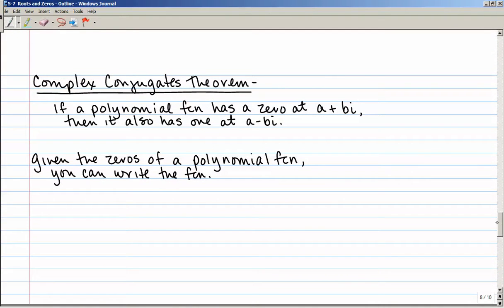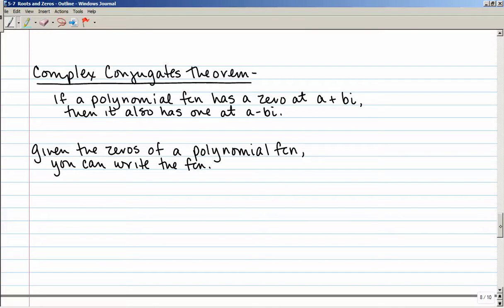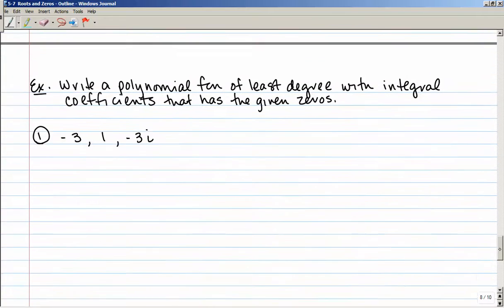The complex conjugate theorem says that if a polynomial has a 0 at a plus bi, then it also has one at a minus bi. So if a polynomial function has a 0 at a complex number with a plus in there, there's also going to be one with a minus as well. So if you are given the zeros of a polynomial function, in other words, if I were given these answers right here that I boxed, I can work backwards and come up with the function itself. So let's do that in these examples here.